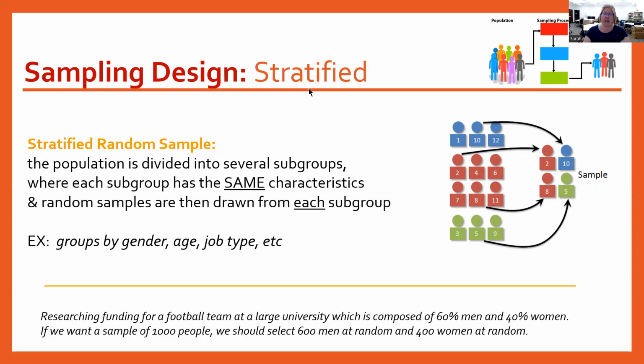If I was researching funding for a football team at a large university, and suppose we thought that there might be a difference in people's opinion based on gender. Whether there is or not is not what this class is about, but suppose that was our concern. Then if I wanted to get a sample of 1,000 people and I wanted to use this stratified design, I would select 600 men at random, which is a 60% split there, and 400 women at random. So I'm keeping that 60-40 split, and I'm still getting a random sample of 1,000 people. So that stratified design is based on groups having the same characteristic.